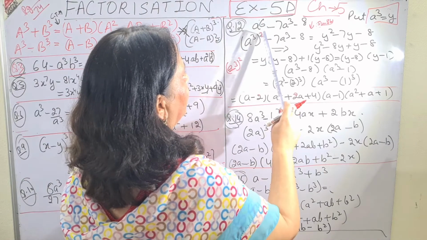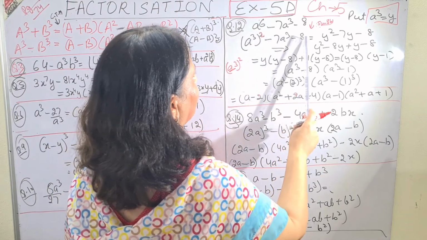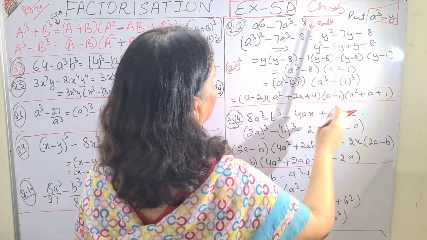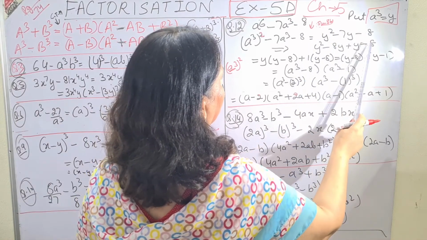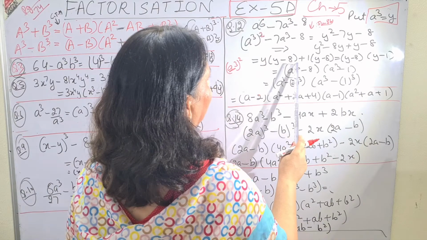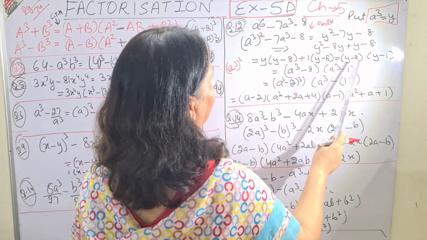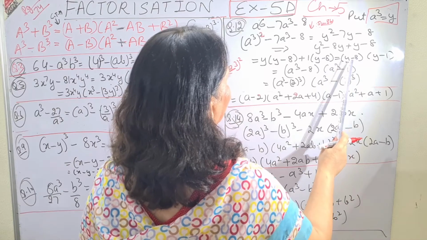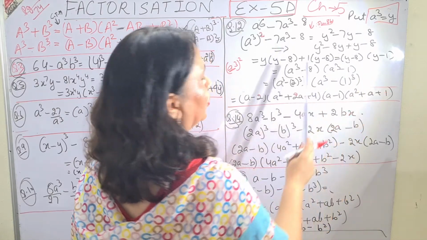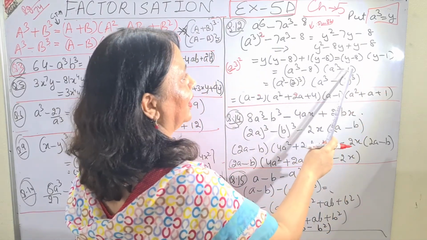(a³)² − 7a³ − 8. Since I substituted y, this will be y² − 7y − 8. Do the sum and product: y into (y − 8) plus 1 into (y − 8). You got (y − 8)(y − 1). Put the value back, y as a³, so (a³ − 8)(a³ − 1).